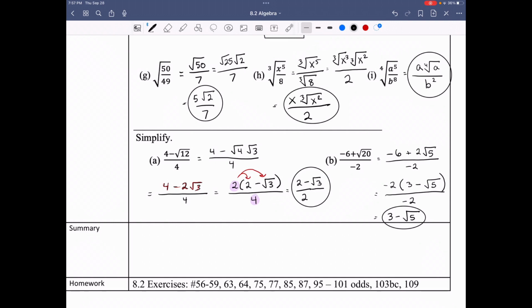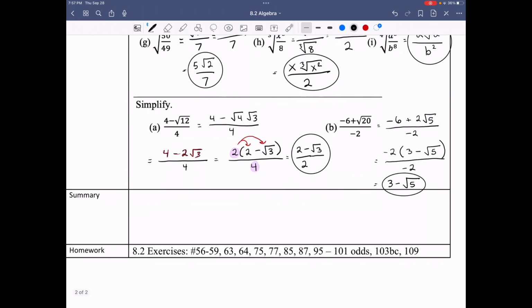Did your group get 3 minus the square root of 5? I hope so. Now I want you to work on your summary. So think about 1 or 2 things that you want to remember from today's lesson. Write those down and then share one of them with a group member. So give one, get one, and then write down one of their thoughts into your summary.